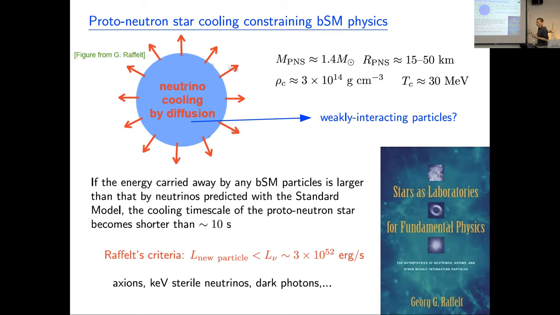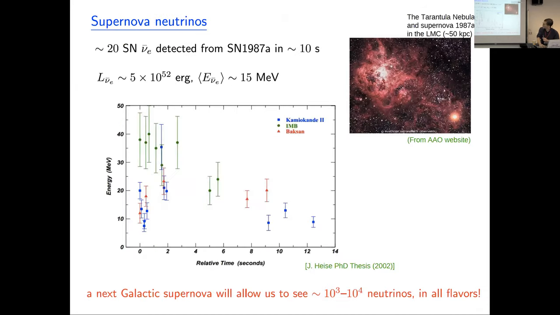So instead of neutrinos carrying away all the gravitational binding energy, those weakly interacting particles, if they exist, might be able to carry most of the energy. If your weakly interacting particle carries more energy than neutrinos, then you wouldn't have so much energy carried by neutrinos. We already learned in the previous slide roughly how much energy is carried by neutrinos, and that the emission time scale is roughly 10 seconds.